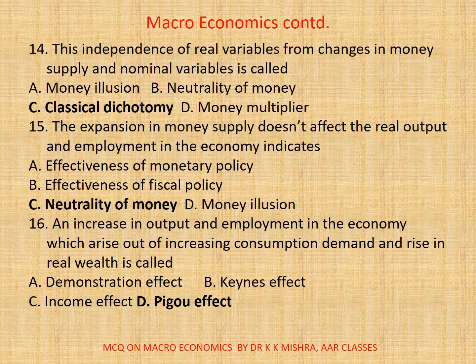14. This independence of real variables from changes in money supply and nominal variables is called: A. Money illusion, B. Neutrality of money, C. Classical dichotomy, D. Money multiplier. The correct option is C. Classical dichotomy.